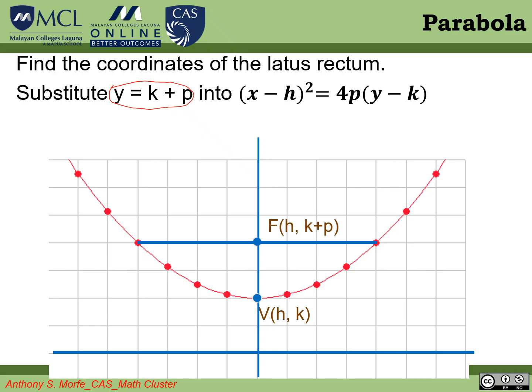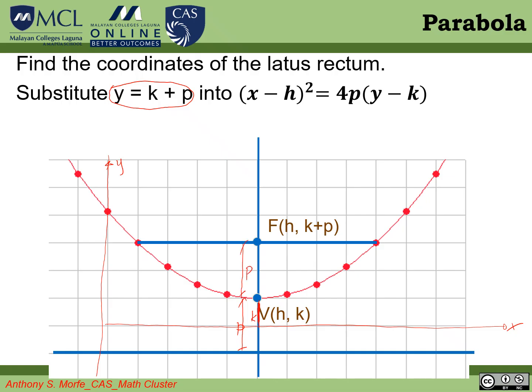So remember, this is k, this distance. If this is the directrix, and assuming this is the x-axis and this is the y-axis, this is our k, this is p, right? This is p, this is also p. Here, this is also p.